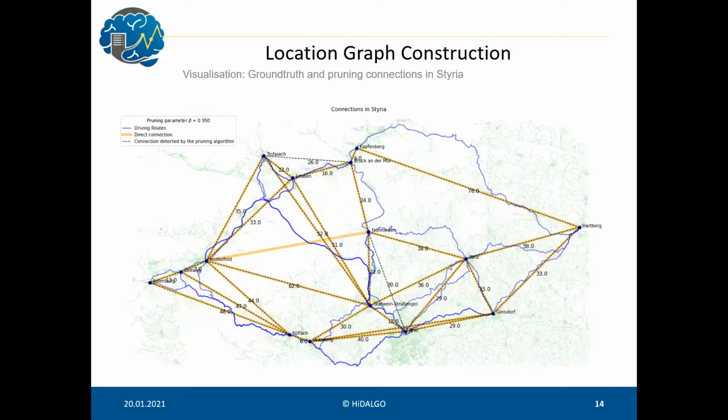And next, I want to show another visualization that we created, again for the same region in the federal state of Styria, where we see in the background the fastest driving routes between the locations. In orange, we see the direct connections that we obtained as the ground truth of direct driving routes, and the black dashed line is the result from the pruning algorithm, here for beta equals 0.95. And here we see in this visualization that we have a really good overlap of our ground truth and the result that is being returned by the pruning algorithm.